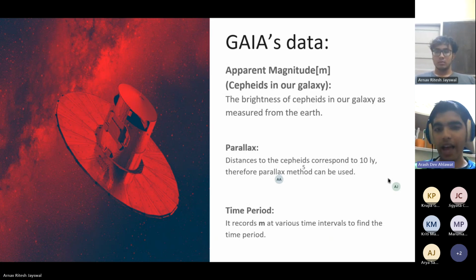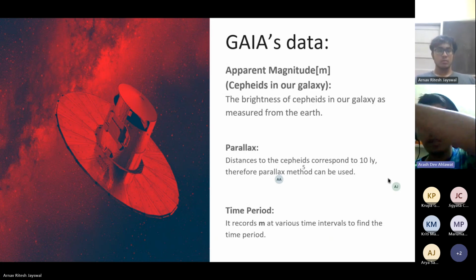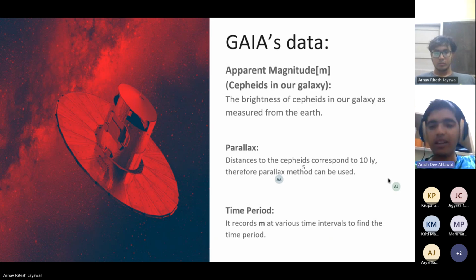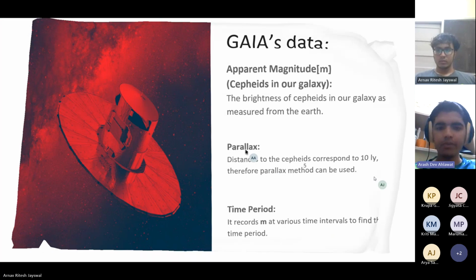Now, why is this important? As we figure out the absolute magnitude, if you go to the previous slide, we can use the period luminosity relation. Capital M equals alpha times log base 10 of the time period plus beta. We'll know the time period as it gives us that; it records m at various time intervals to find the time period. So we have the time period, and now we have the absolute magnitude as well. So we'll finally be able to figure out alpha and beta with the help of linear regression. And I will tell you in more detail about how it is done after this.